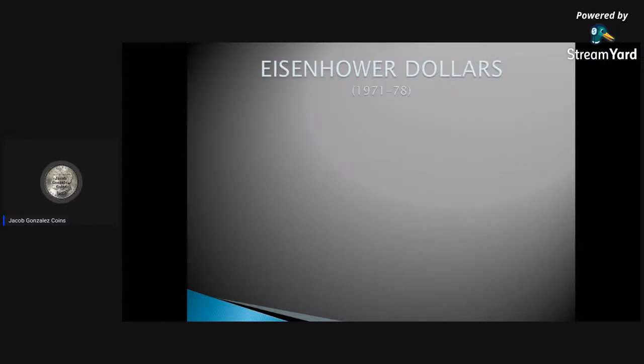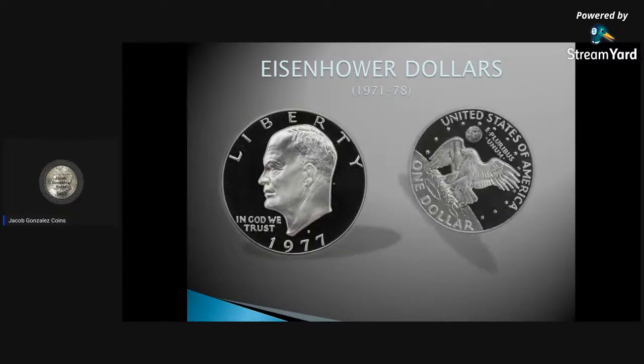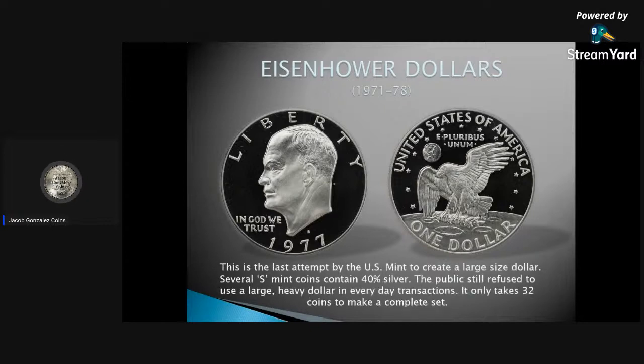So that's where we go on to the Eisenhower dollars, guys, minted from 1971 all the way to 1978. This features President Eisenhower on the front, and this was the last attempt by the US to create a large sized dollar. Several S Mint coins contain 40% silver. The public still refused to use a large, heavy dollar in everyday transactions. It only takes 32 coins to make a complete set, and this is a very cheap coin to get, guys. So maybe you guys want to collect this coin too.